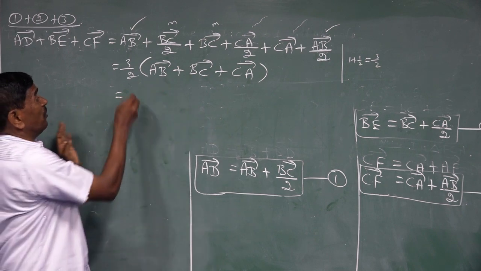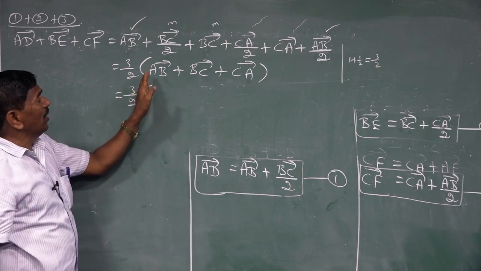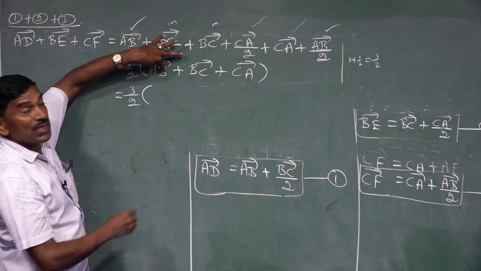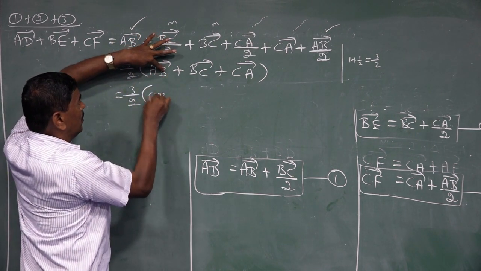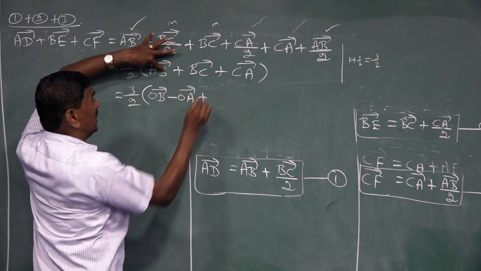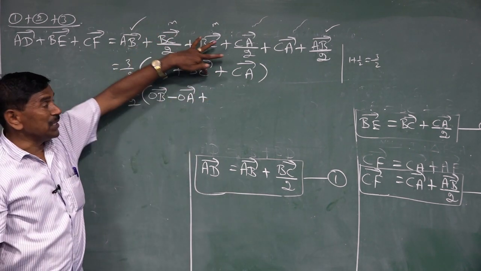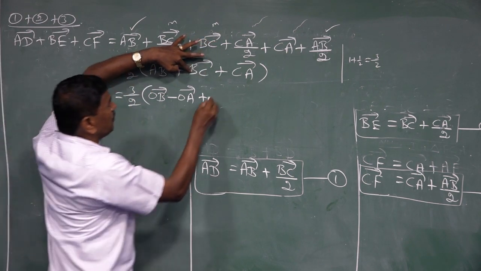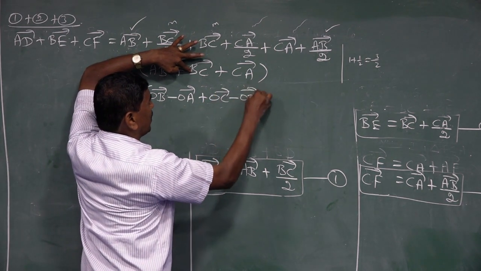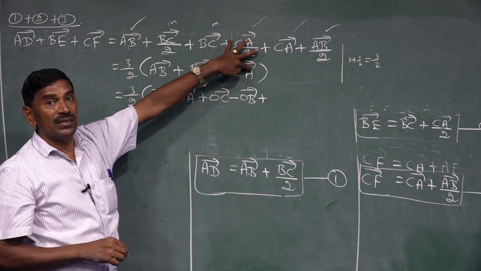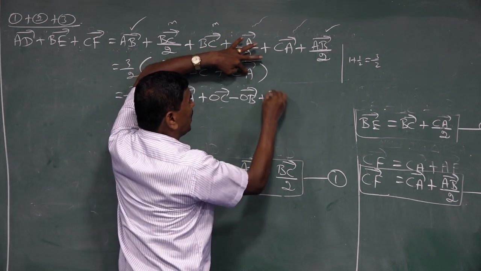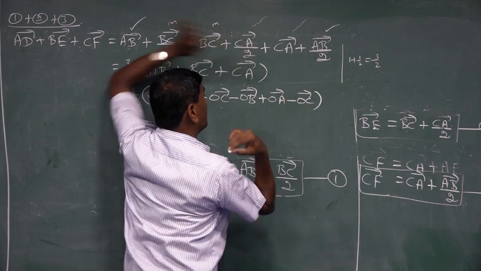Otherwise, if in doubt, we can write the elaborate form also. 3 by 2 into, what is AB vector? AB vector is equal to second minus first: OB vector minus OA vector. Plus, similarly, what is BC vector? Second minus first: OC vector minus OB vector. Plus, what is CA vector? Second minus first: OA vector minus OC vector. Complete the bracket.